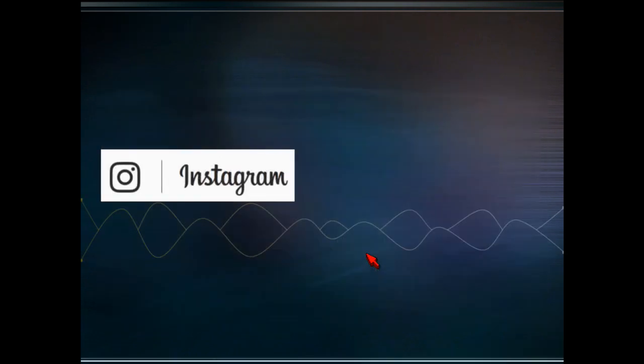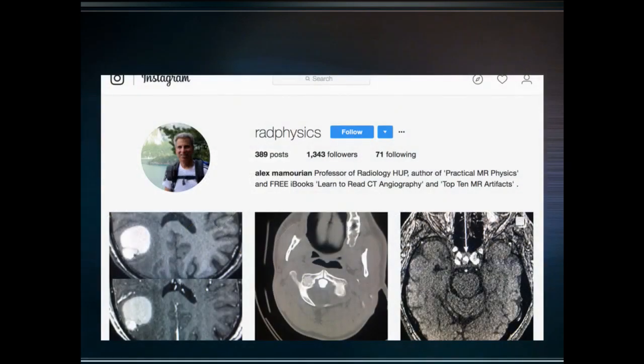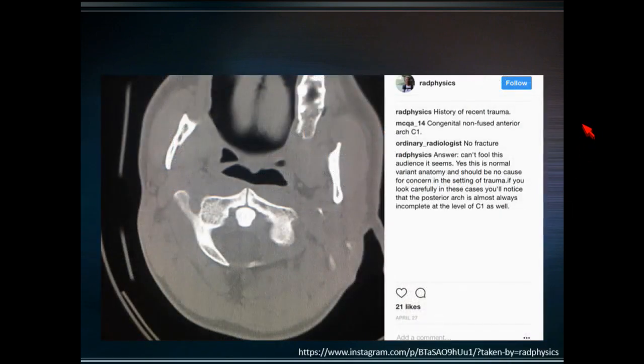As I mentioned earlier, Dr. Alex Memorian, who's one of our neuroradiologists, started the Rad Physics Instagram feed. It's a collection of cases as well as artifacts, both from CT and MR. And what Alex does is he'll usually post a case, sometimes with history, sometimes without history, and then anybody viewing the case can actually comment. So in some cases, people actually try to make the diagnosis, and then he'll wait a short period of time, and he will actually give the diagnosis and an explanation as well.